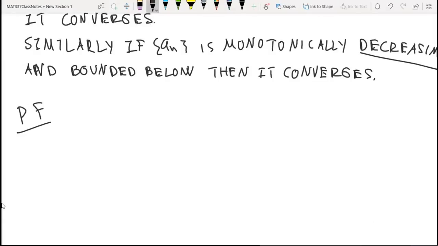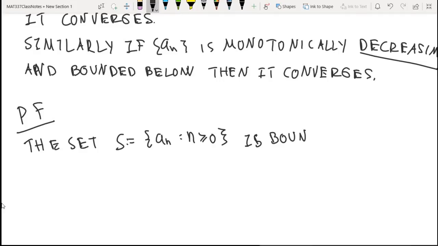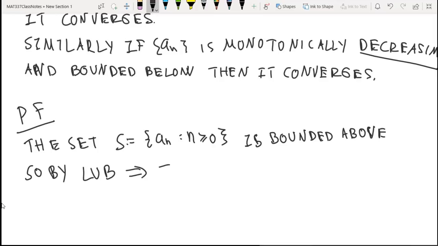Good. Let's prove this. From last time, the set S of a_n, n bigger than 0, is bounded above. So from last time we proved the least upper bound principle. So by LUB, the supremum of S, we call it L, is finite. It exists.